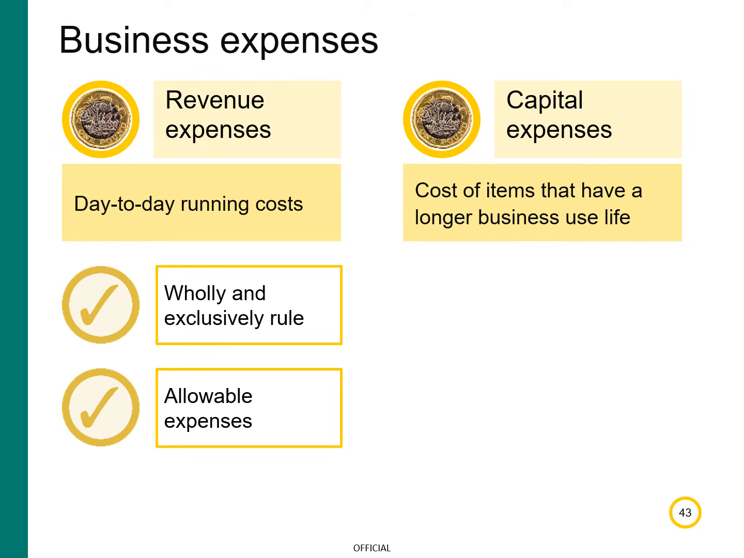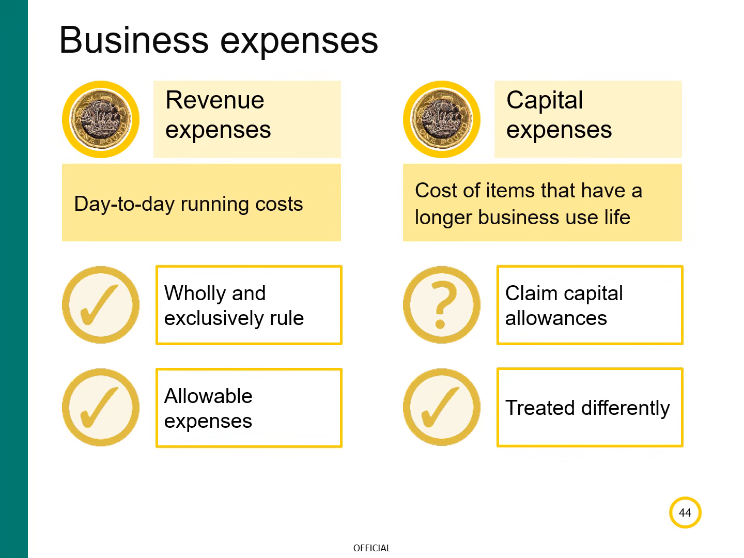Capital expenses are the cost of things that have a longer business use life, usually 2 years or more. For example, equipment, computers, or vehicles. You may be able to claim special tax allowances called capital allowances for these. So you don't treat capital expenses in the same way as revenue expenses.